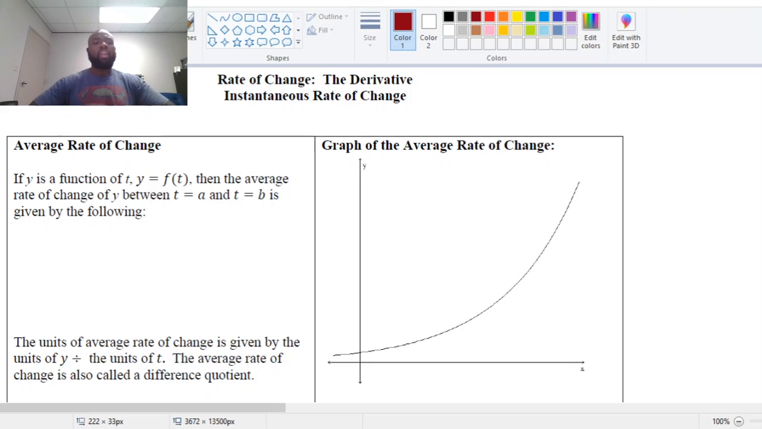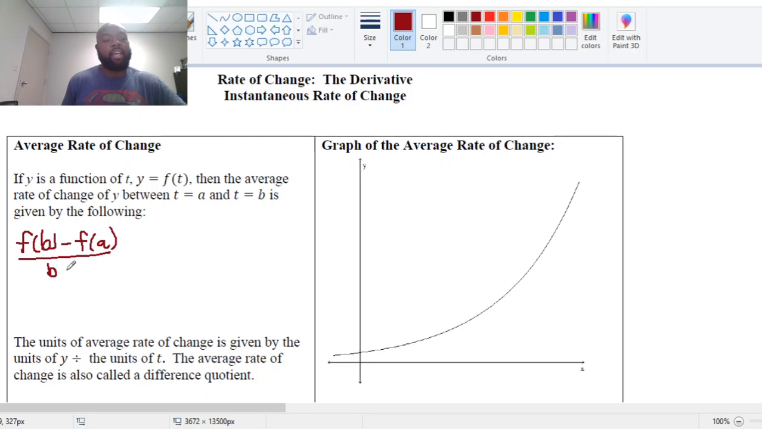Remember, if y is a function of t, that means we can write y equals f of t, then the average rate of change of y between t equals a and t equals b is given by the following formula. We write this as f of b minus f of a all over b minus a. That is our average rate of change.